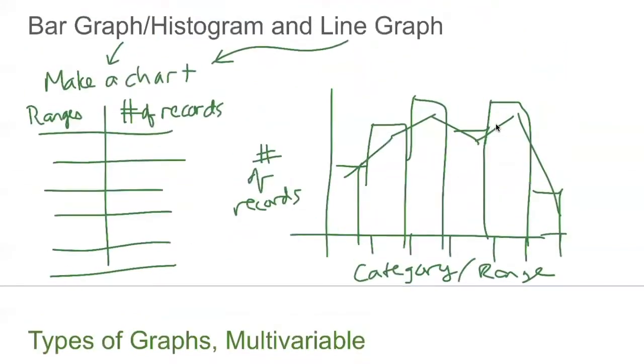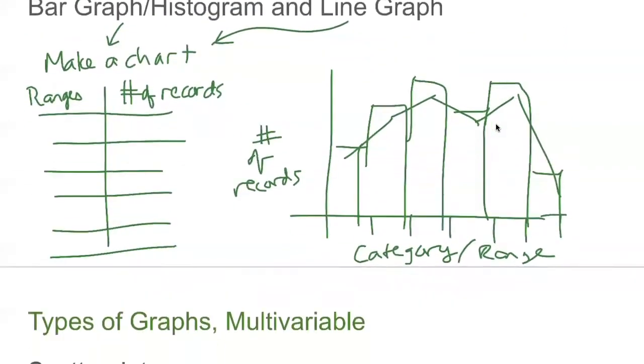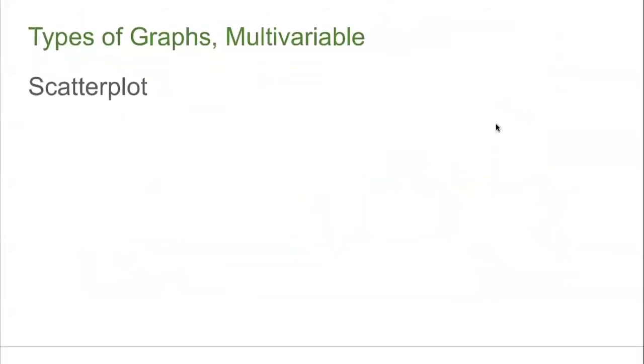Scatter plots are really useful. It's a multivariable graph. Here you're looking at the distribution of a single variable when you're drawing the bar graph or the line graph. When you're doing a scatter plot, it's multivariable. You'll have two different variables.